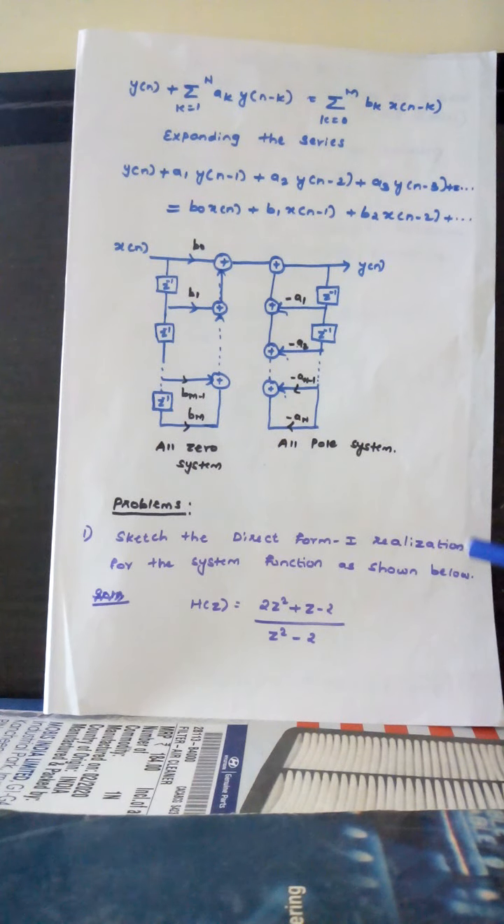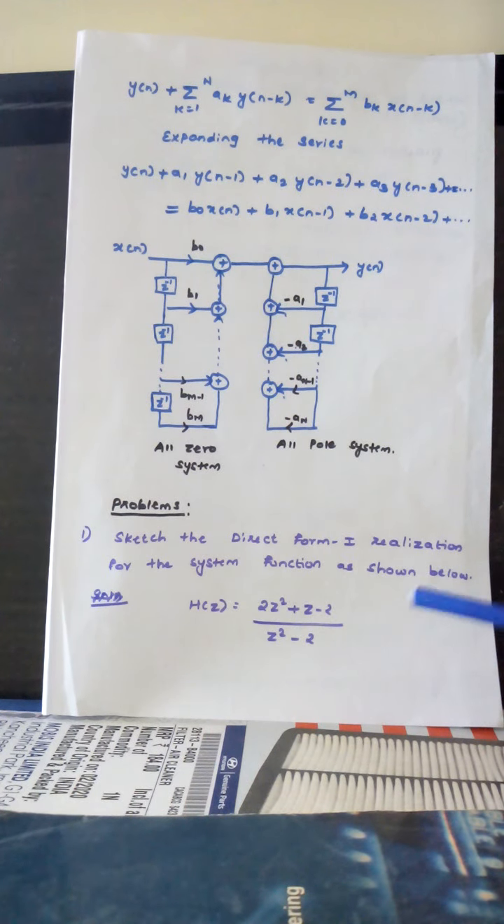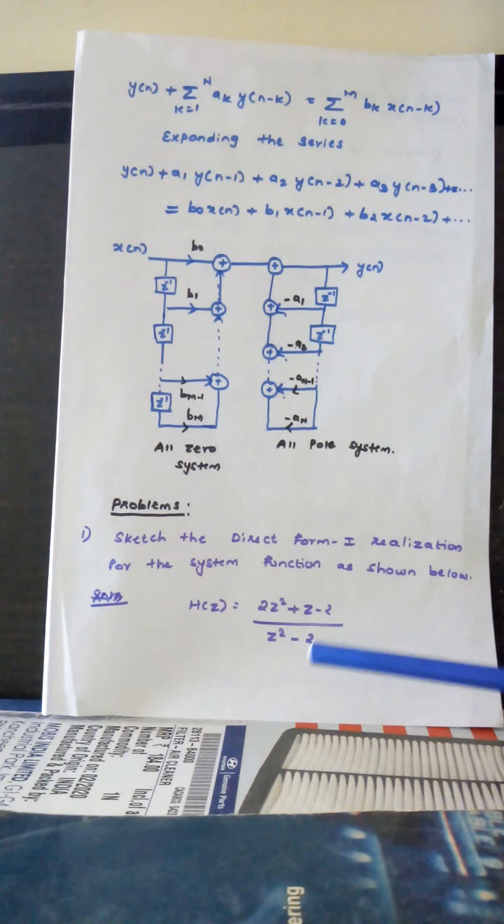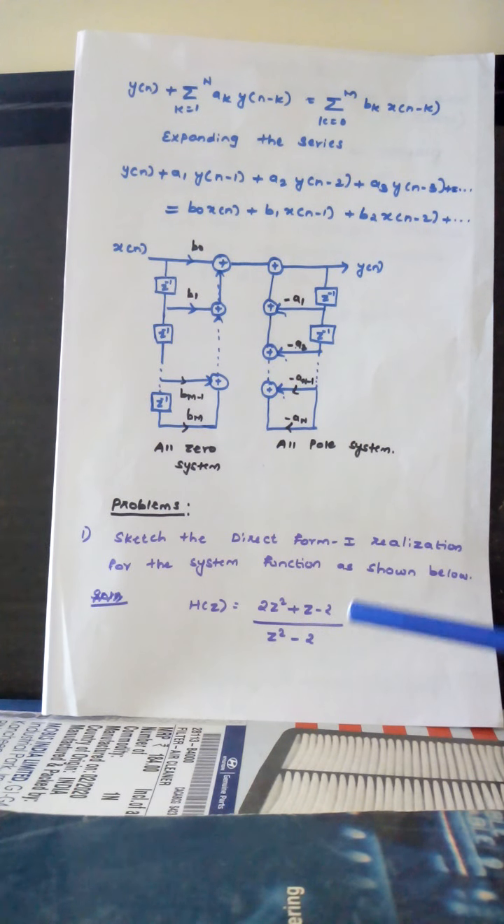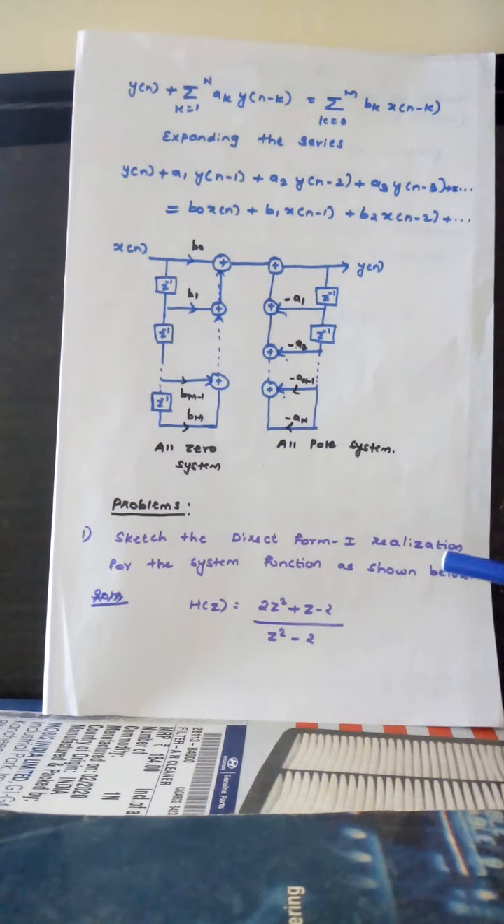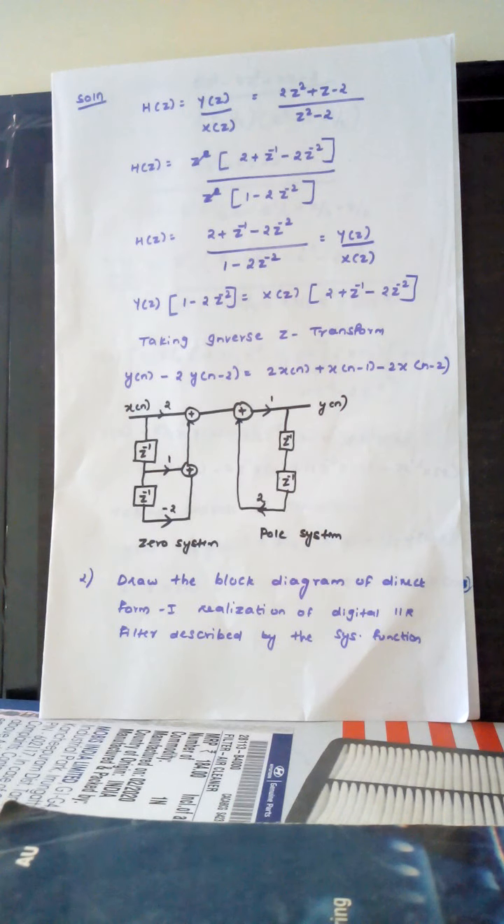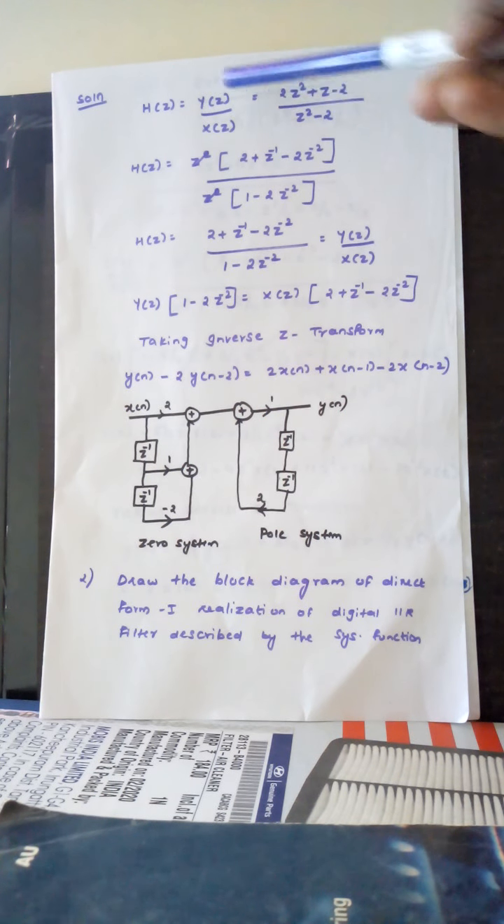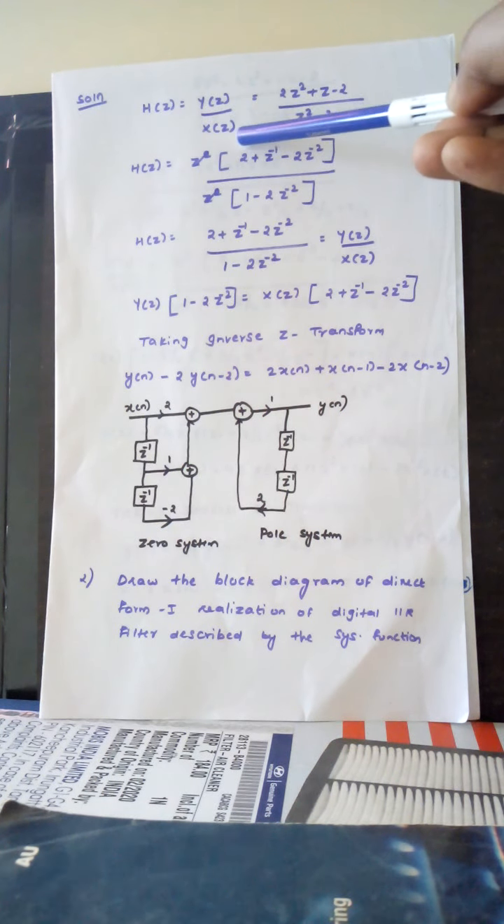Sketch the direct form 1 realization for the system function as shown below, where H of z equal to 2 into z square plus z minus 2 divided by z square minus 2. So they have given this transfer function, that is 2 into z square plus z minus 2 divided by z square minus 2. That is nothing but your Y of z divided by X of z.